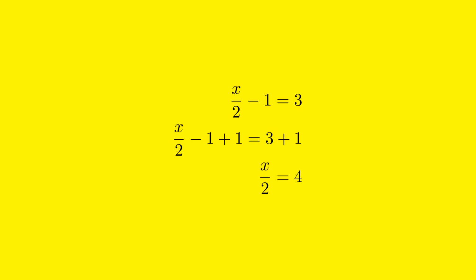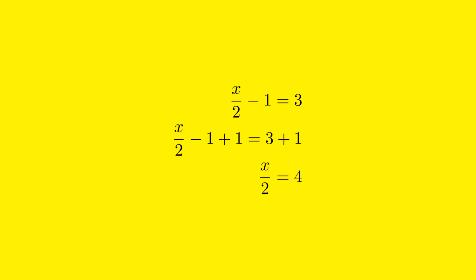This is because the inverse operation of subtraction is addition, and by adding 1, we can cancel out the minus 1 on the left side. So we add 1 to both sides. This changes the equation from x divided by 2 minus 1 equals 3 to x divided by 2 minus 1 plus 1 equals 3 plus 1.